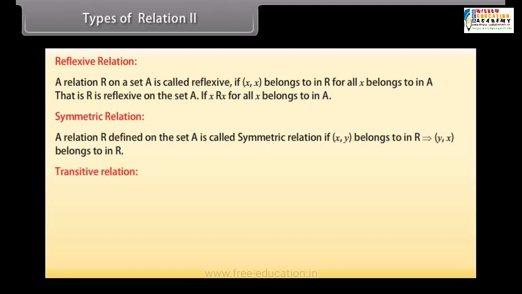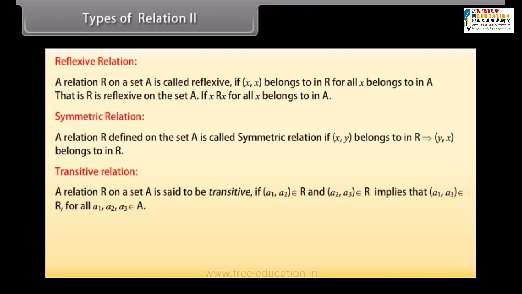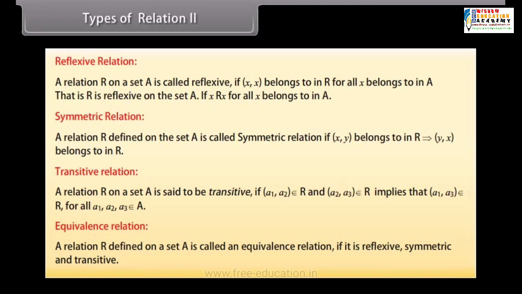Transitive relation. A relation R on a set A is said to be transitive if (a1, a2) belongs to R and (a2, a3) belongs to R implies that (a1, a3) belongs to R for all a1, a2, a3 belongs to A. Equivalence relation. A relation R defined on a set A is called an equivalence relation if it is reflexive, symmetric, and transitive.